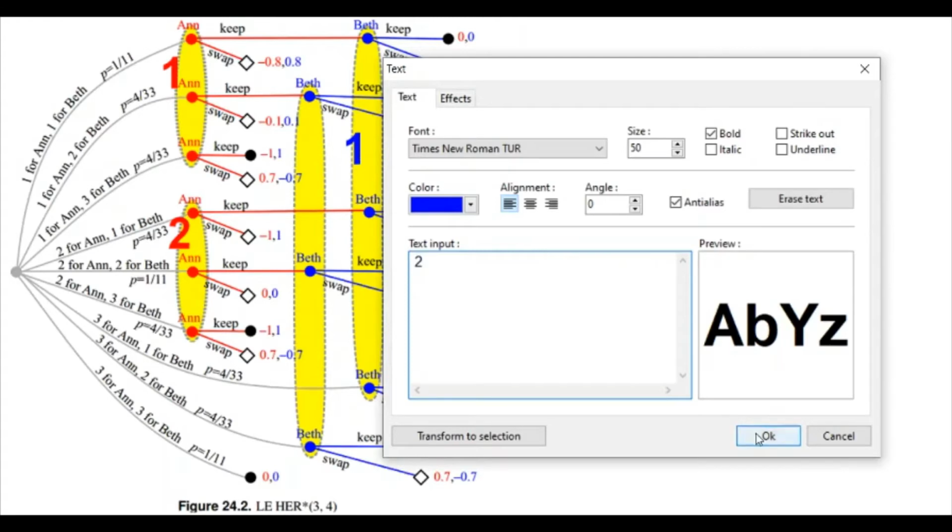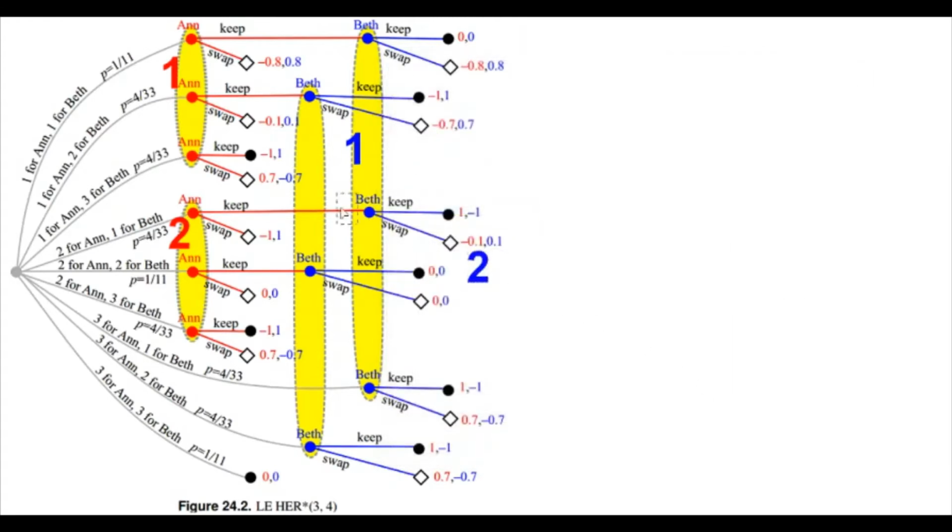Of course, you are free to label them as you want to, but I think this is a little more systematic, because now we know information set number 1 for Baz is where she has a 1. Information set number 2 for Baz is where she has a 2.